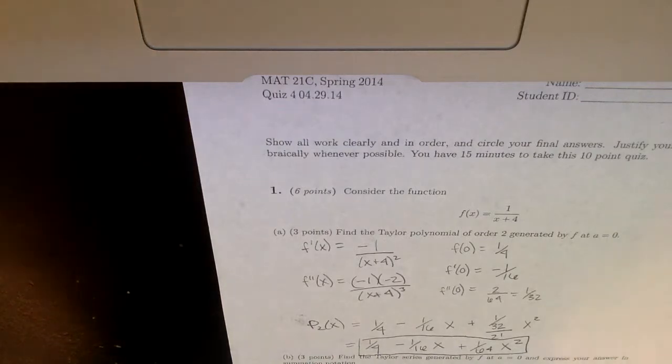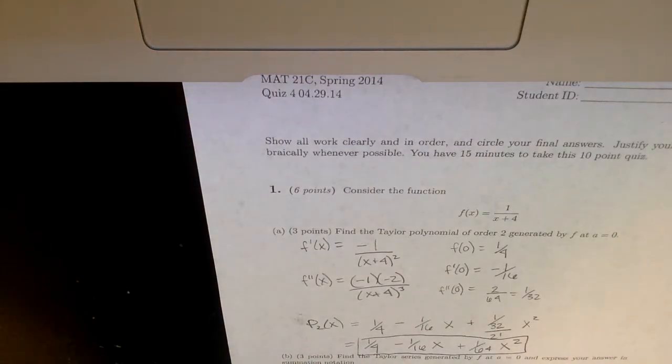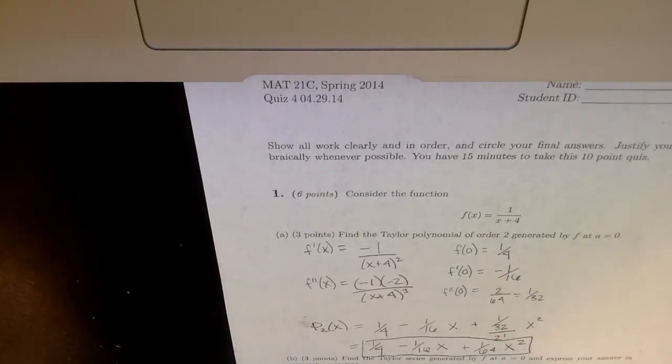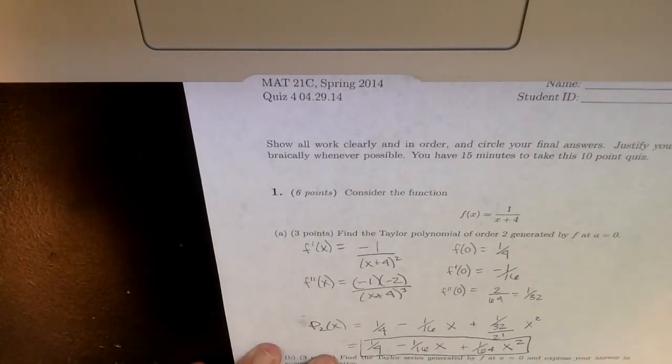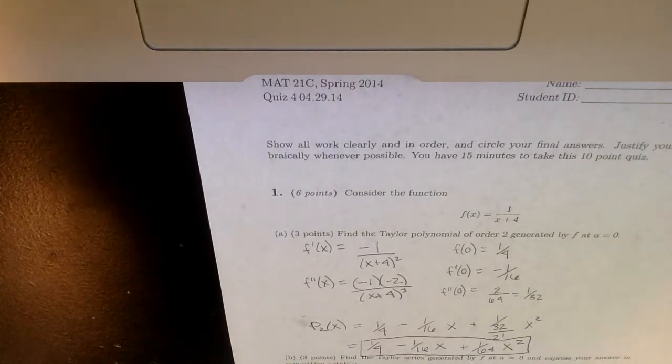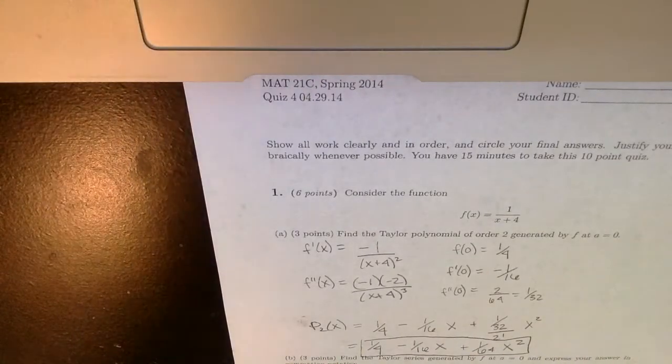Okay, so that tells me then that the nth derivative of f at 0 is going to be negative 1 to the n factorial over 4 to the n plus 1.